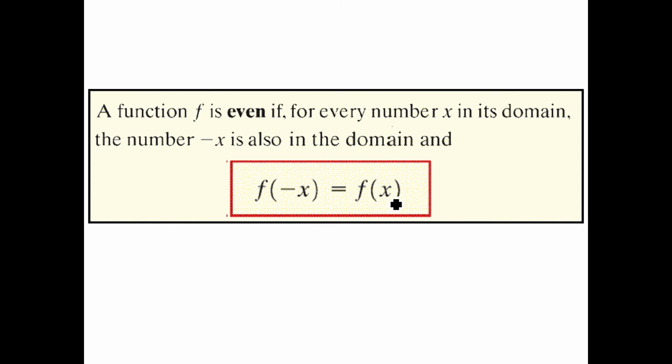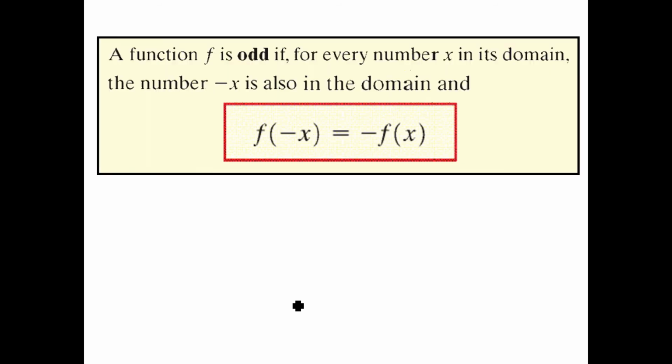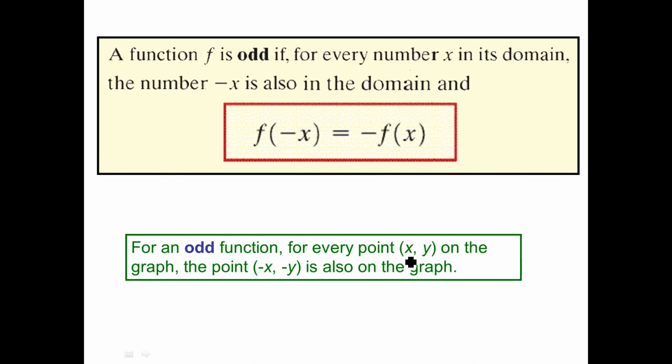If you plug in x and plug in negative x, you get the exact same thing. So x and negative x get you the exact same y value. Alright, so (x, y) and (negative x, y) will be on the graph. Right? You plug in x, you get y. You plug in negative x, you get y. You're odd if you plug in negative x and you get the opposite y. So if you plug in x and you have y, you plug in negative x, you get negative y. So you get the opposite points.